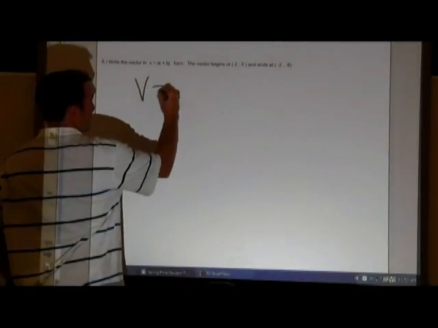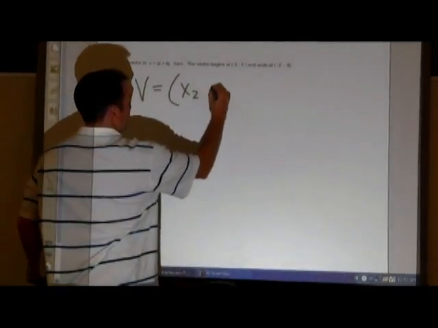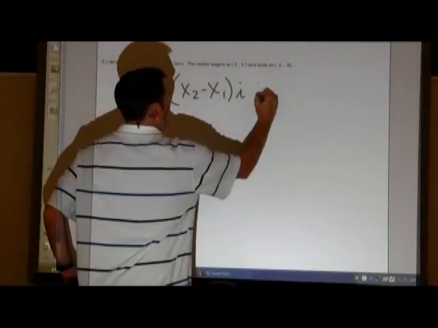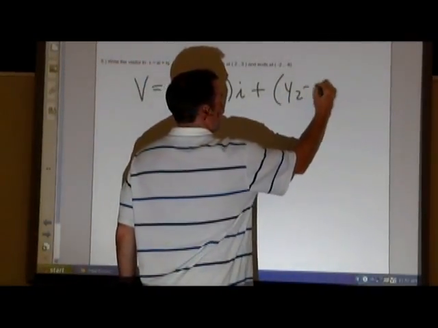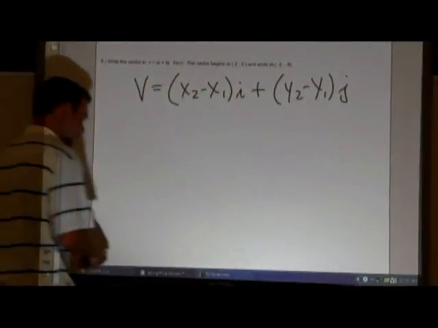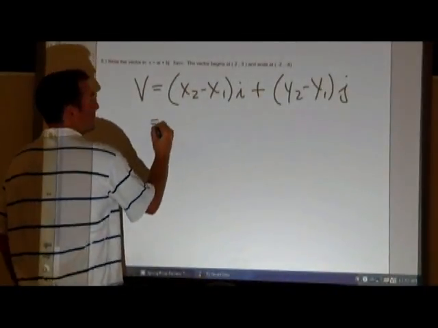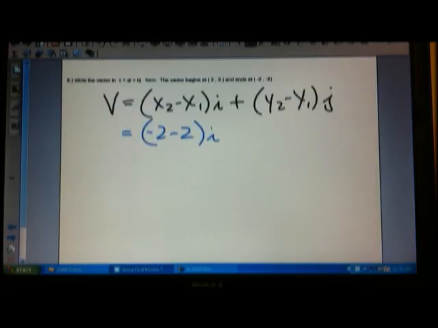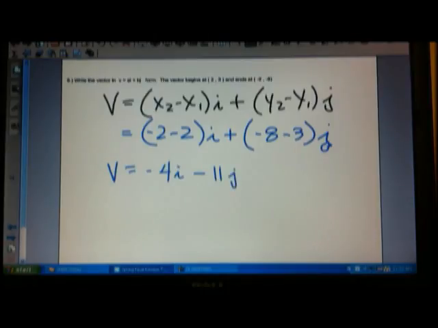Vector here, the formula for this vector, which I will not give you on the test, is x2 minus x1 in the i direction plus y2 minus y1 in the j direction. So if I plug in the values that I have, my vector would be negative 2 minus 2 in the i direction plus negative 8 minus 3 in the j direction. And my vector is now negative 4i minus 11j.